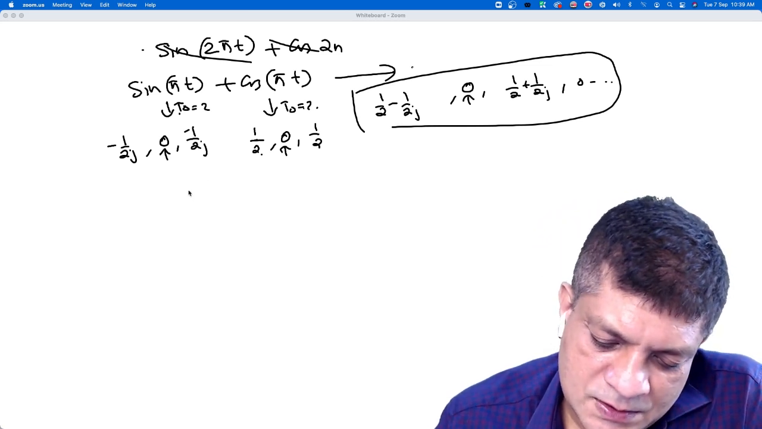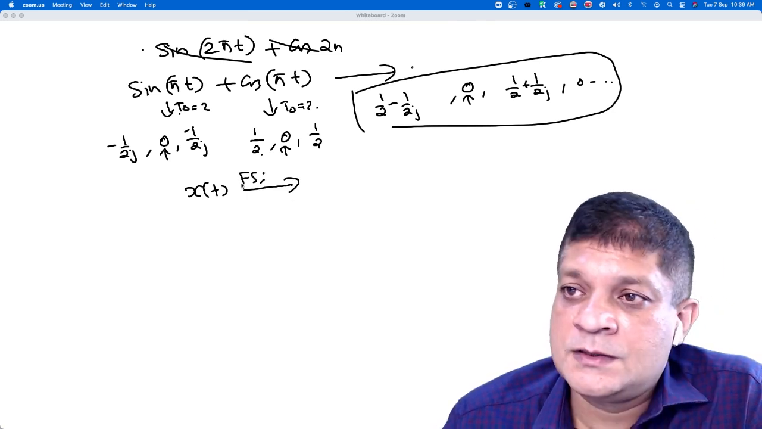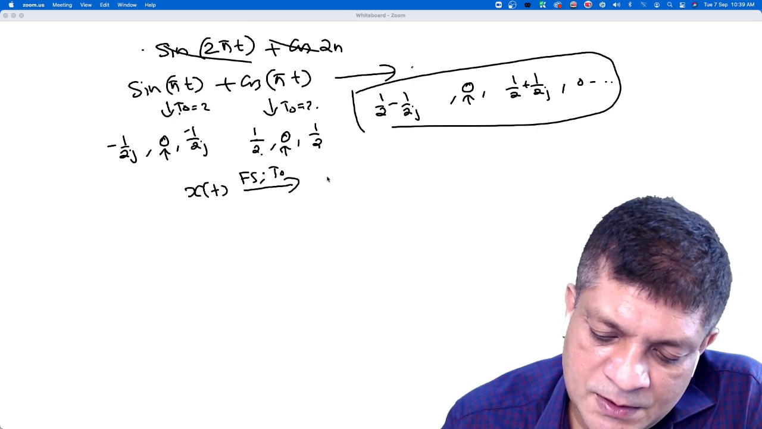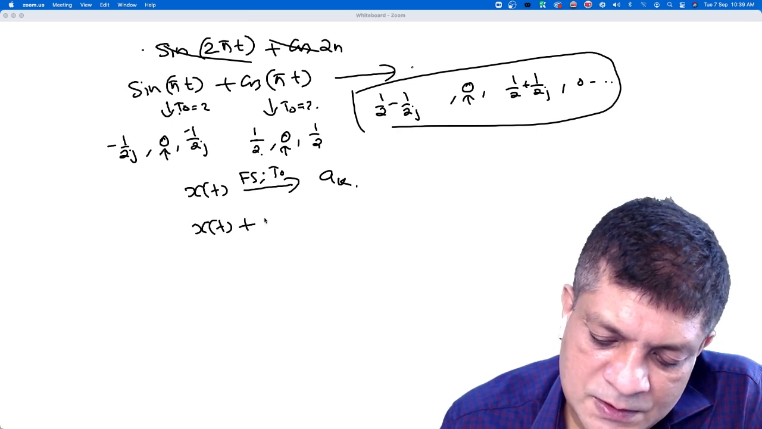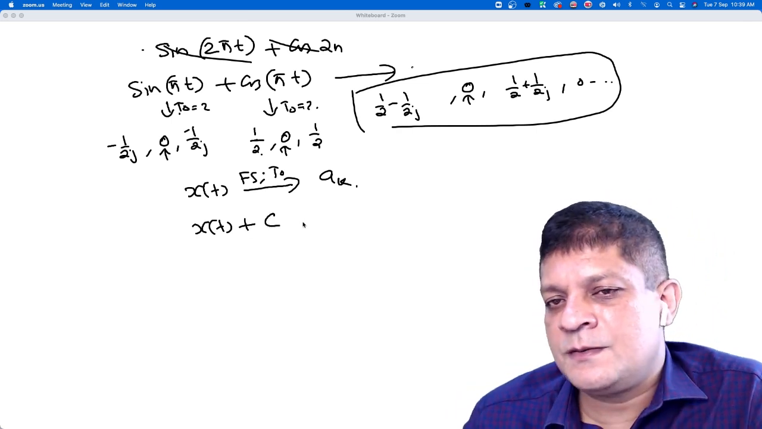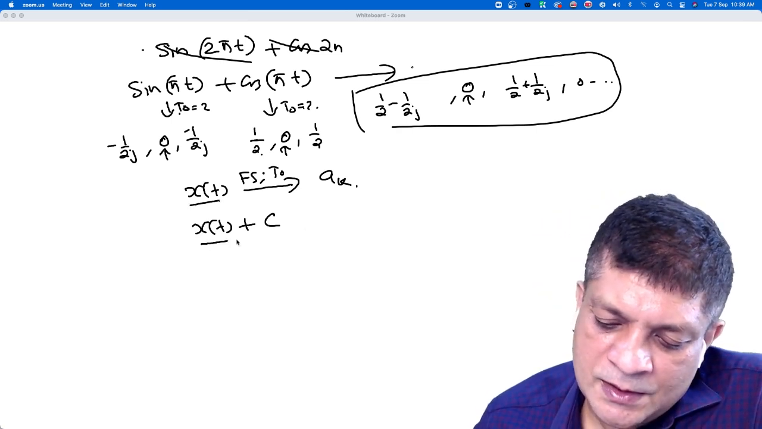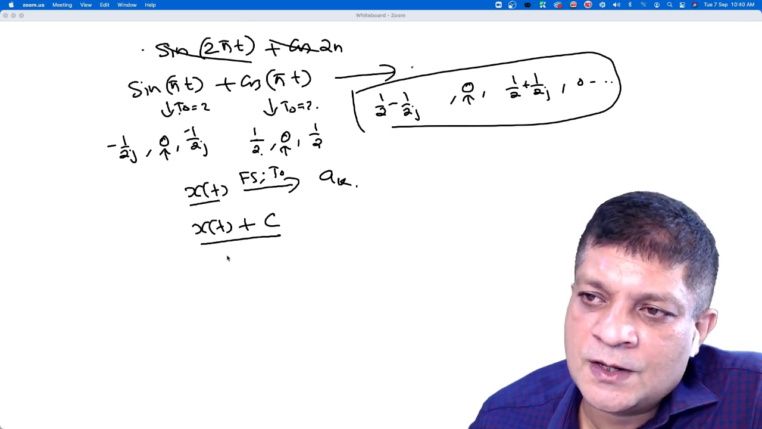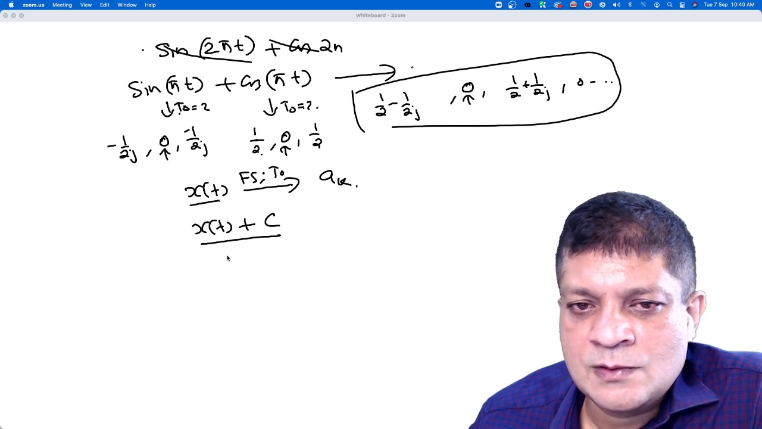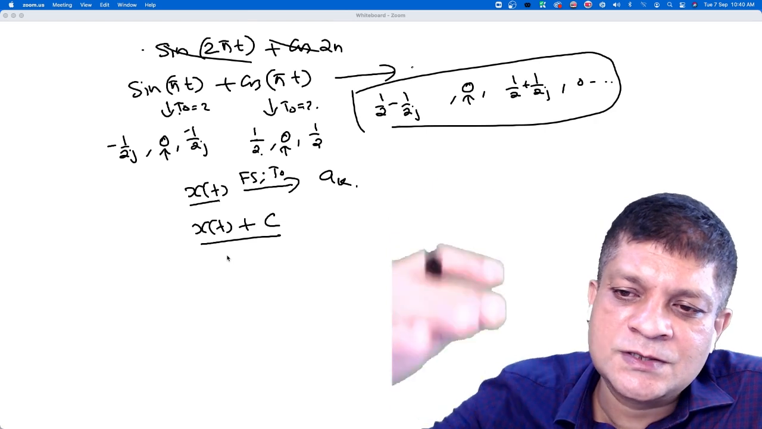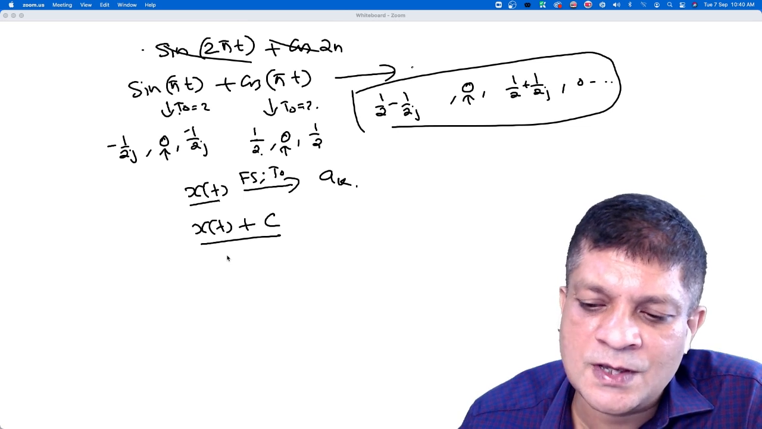Now, let's say x(t) has Fourier series coefficients a_k with respect to period T naught. Can you tell me what about this? If x(t) is periodic and you are adding a constant value to that signal, will it be a periodic signal? Yes. A constant value means it is a DC shift only, isn't it? Periodicity will remain the same. It is periodic with the same period.